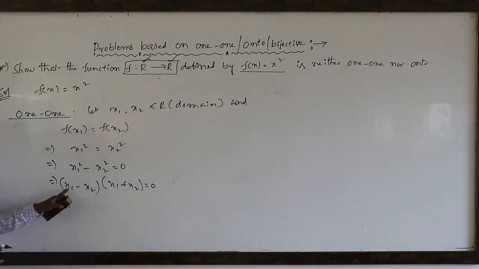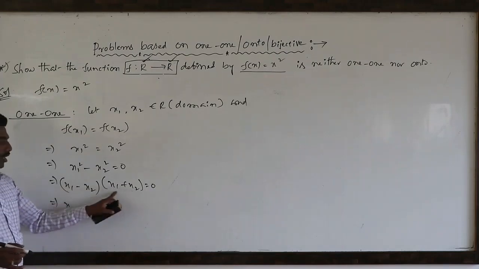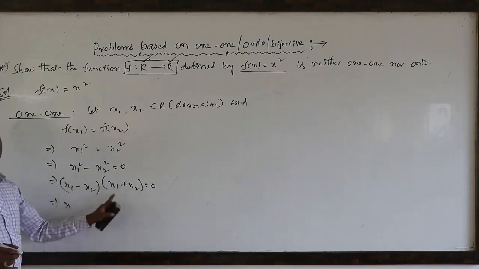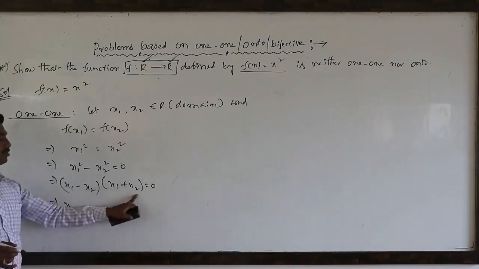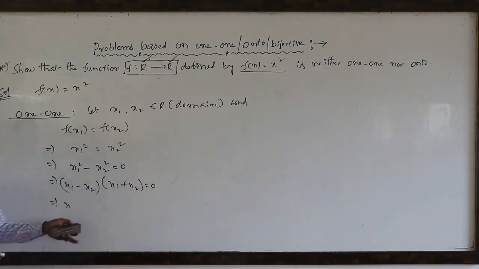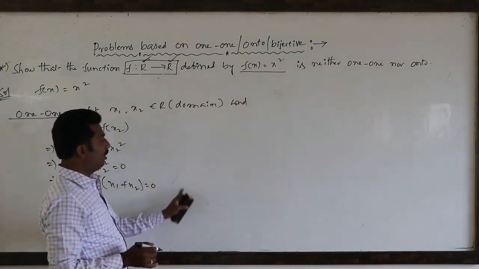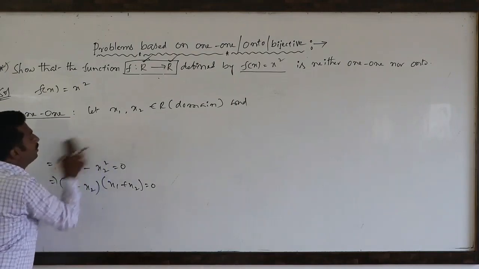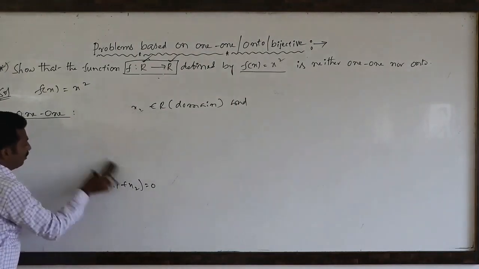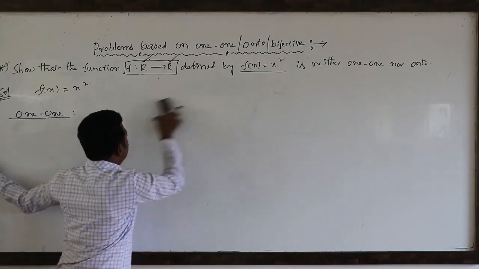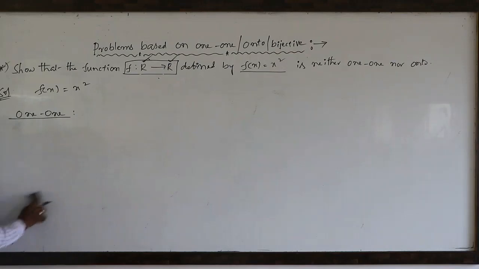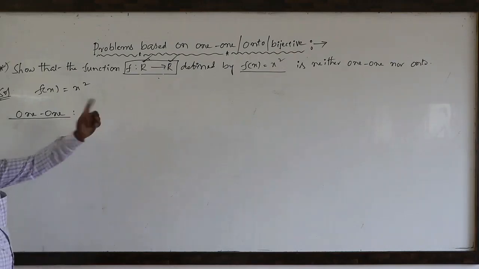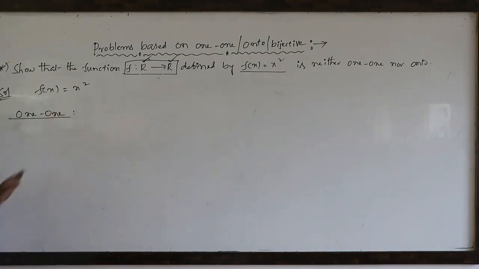See here, if the two real numbers are the same, the difference is 0. If these two real numbers have opposite signs, suppose 1 and minus 1, 2 and minus 2, 3 and minus 3, 1 by 2 and minus 1 by 2, it is also 0. So for two distinct elements in the domain having the same image, we have to give a counter example. When we have to show a function is not 1-1 nor onto, we have to give a counter example.